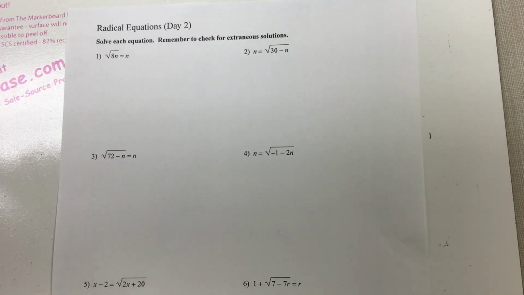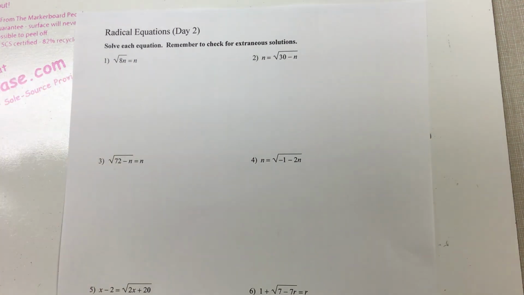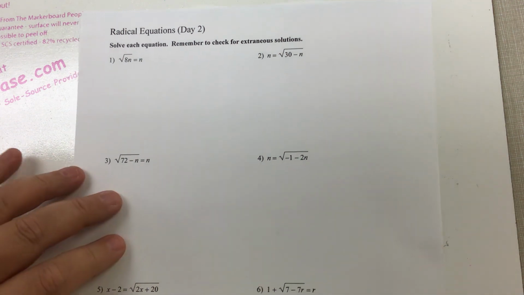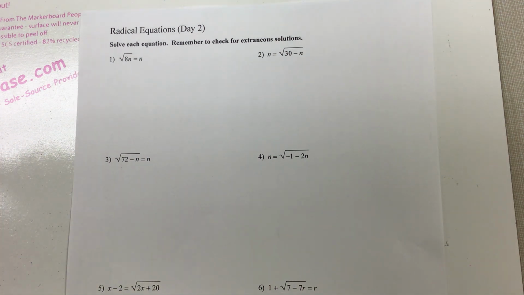Hello, Algebra 2 students. Today we are going to continue with radical equations, but most of these examples are going to require us to use the factoring skills that we learned in Algebra 1. The directions are the same as yesterday: solve each equation and remember to check for extraneous solutions. The same steps apply to these problems.